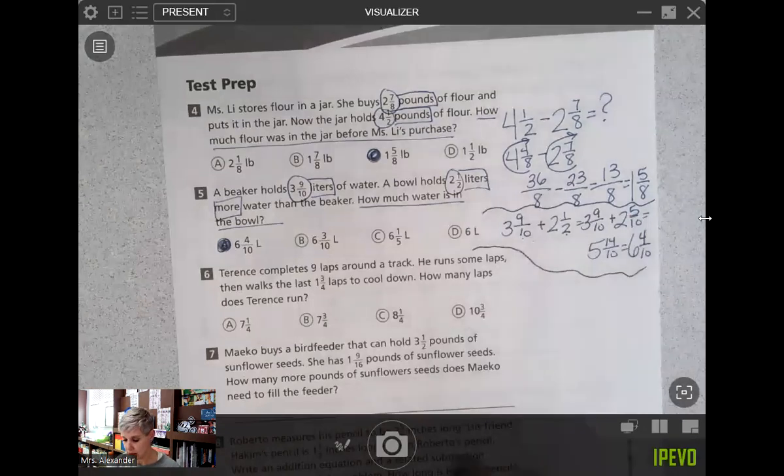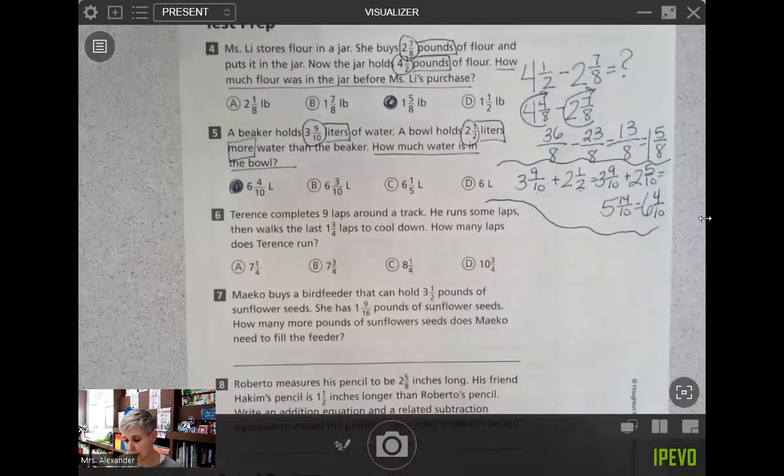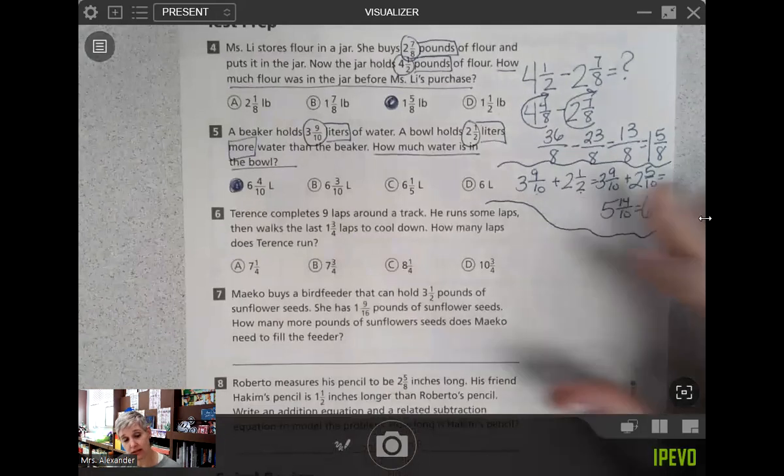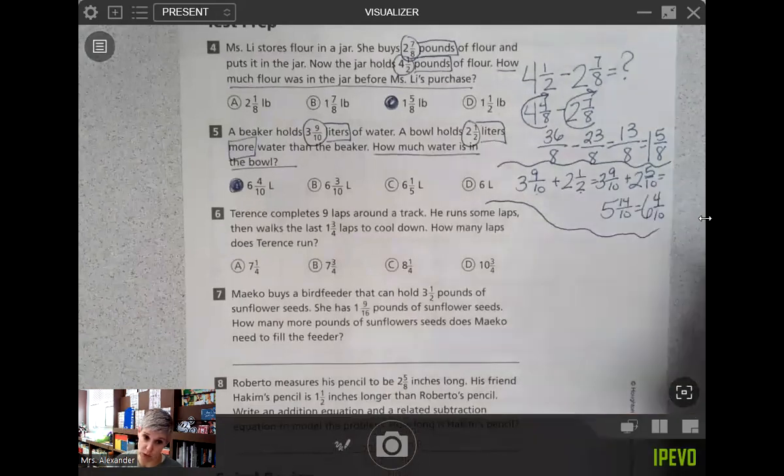All right. Terrence completes 9 laps around a track. He runs some laps, then walks the last 1 3/4 laps to cool down.